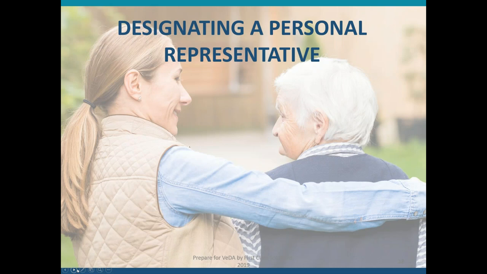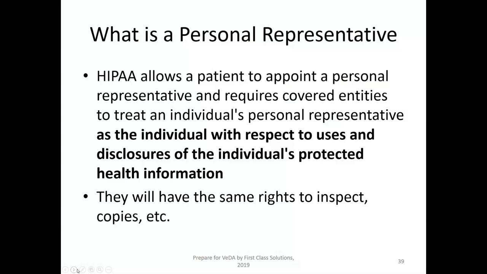Our next topic is designating a personal health or personal representative. So what is a personal representative? Well, HIPAA allows a patient to appoint a personal representative, and that's a technical term in the regulations, and requires covered entities, which means hospitals, physicians, other healthcare providers, and your health insurance company, to treat the individual's personal representative as the individual, with respect to some of those rights that I just discussed. So the uses and disclosures of your individual protected information. So they will have the same rights to inspect, obtain copies, etc., that you have.